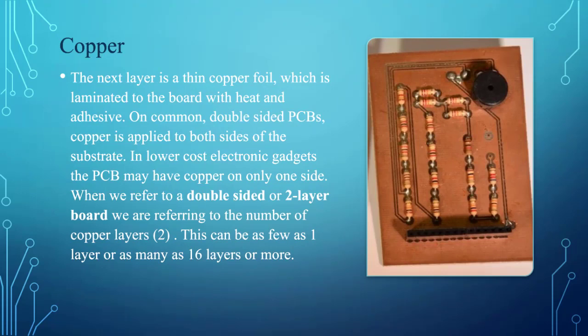Copper. The next layer is a thin copper foil, which is laminated to the board with heat and adhesive. On common, double-sided PCBs, copper is applied to both sides of the substrate. In lower-cost electronic gadgets, the PCB may have copper on only one side. When we refer to a double-sided or two-layer board, we are referring to the number of copper layers. This can be as few as one layer or as many as 16 layers or more.